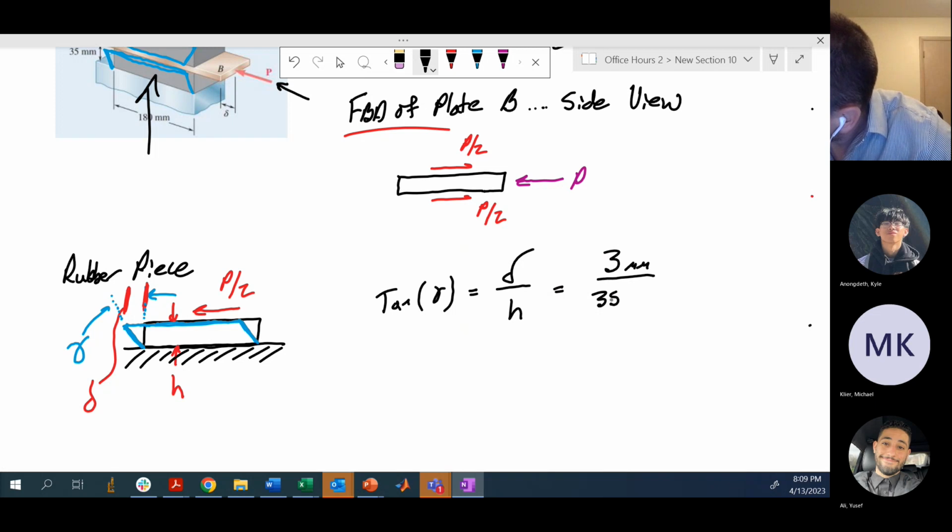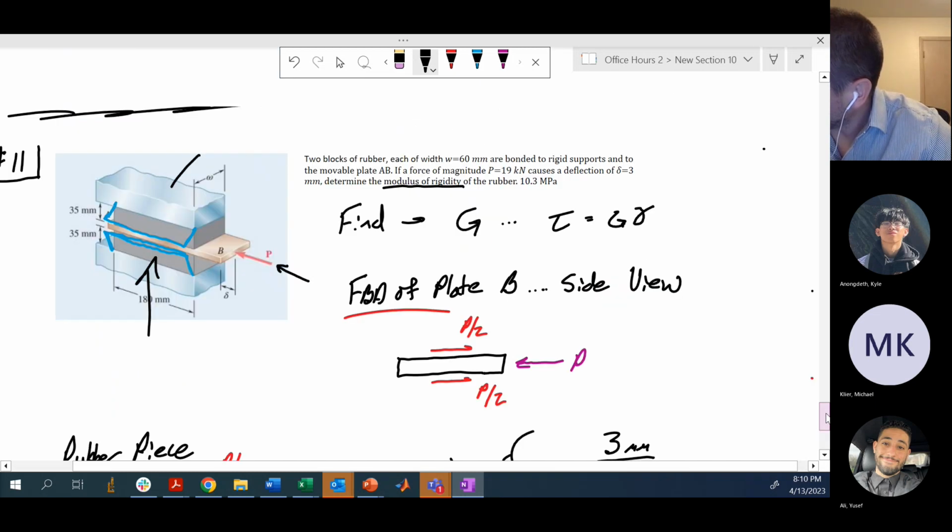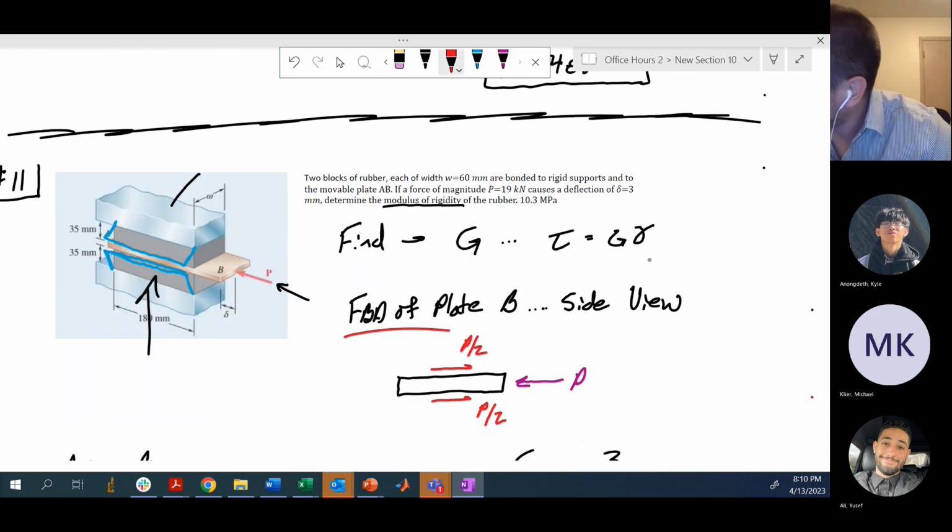H is 35 millimeters. And so you could run this, find that gamma is the tangent inverse of this thing, or if you just want to take it straight as it is, because we're assuming small angle, you could do that. But here, I'm going to just calculate directly, 0.0855 radians. So this is step number 1, finding the shear strain. This is one portion of the Hooke's law that you need to do this calculation. So we just found that guy there. This is what we're looking for.